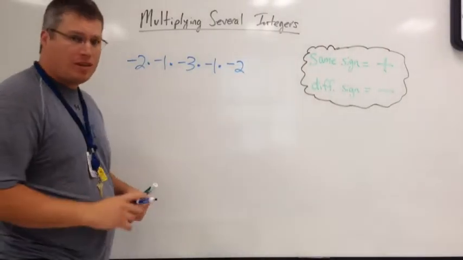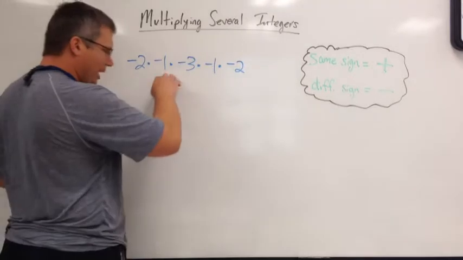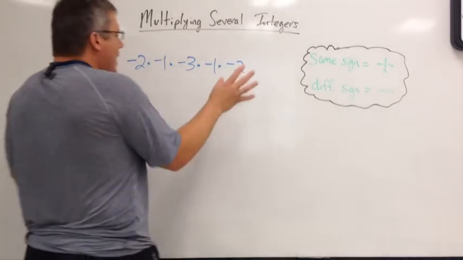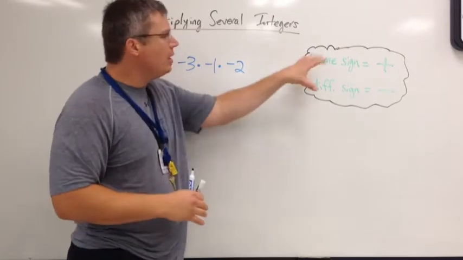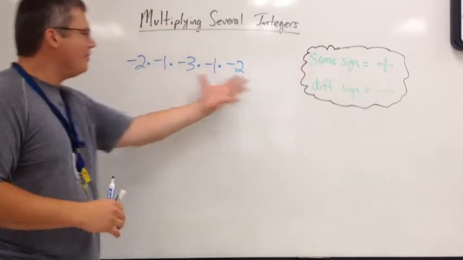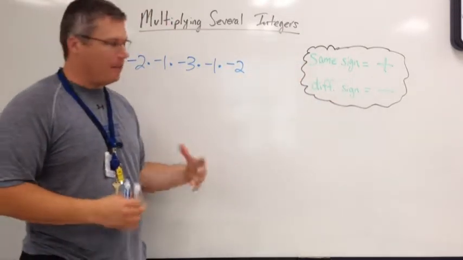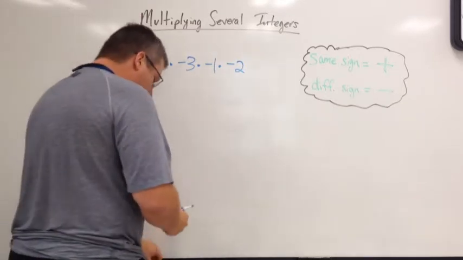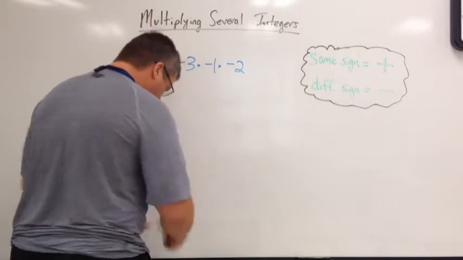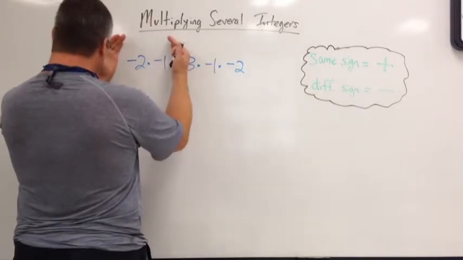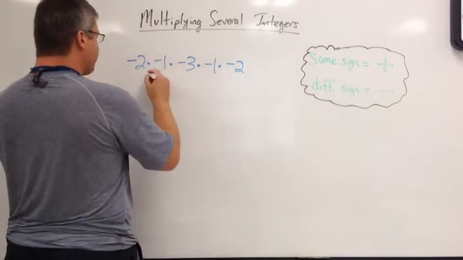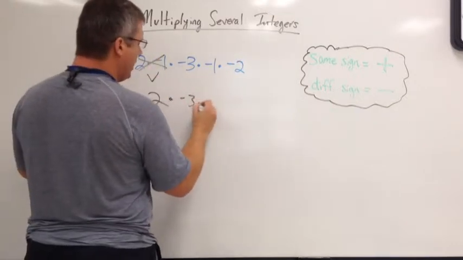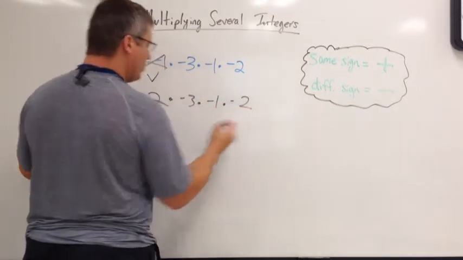Let's look at one more example with this. -2 times -1 times -3 times -1 times -2. Again, you can't apply the rules now, because you would look and say, oh, they're all the same sign, so my answer should be positive, but that's not when I should be applying the rule. So let's go two numbers at a time, because that's all you can ever do. -2 times -1, +2, they're done, times -3 times -1 times -2.